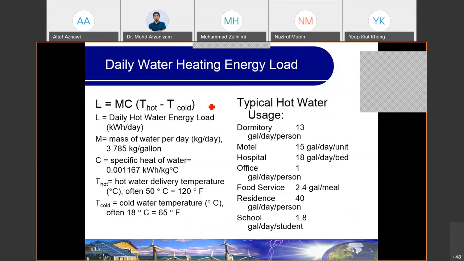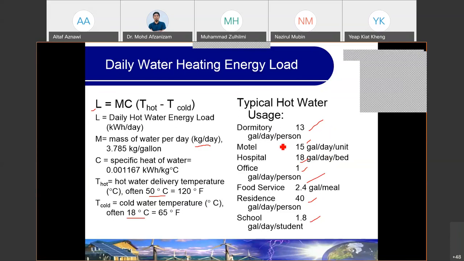So this is the equation that you need to use to estimate your consumption. L refers to the load. M is the mass flow of water per day, in kg per day, and this is the conversion from gallon to kg if you are given the value in gallons. T hot is in Kelvin or Celsius, it depends, and T cold is the cold temperature. Refer to your usage: dormitory 13 gallon per person, motel 15, hospital 18, office 1, food service 2.4, residence 40, school 1.8 gallon per student. This is only your reference for the calculation.